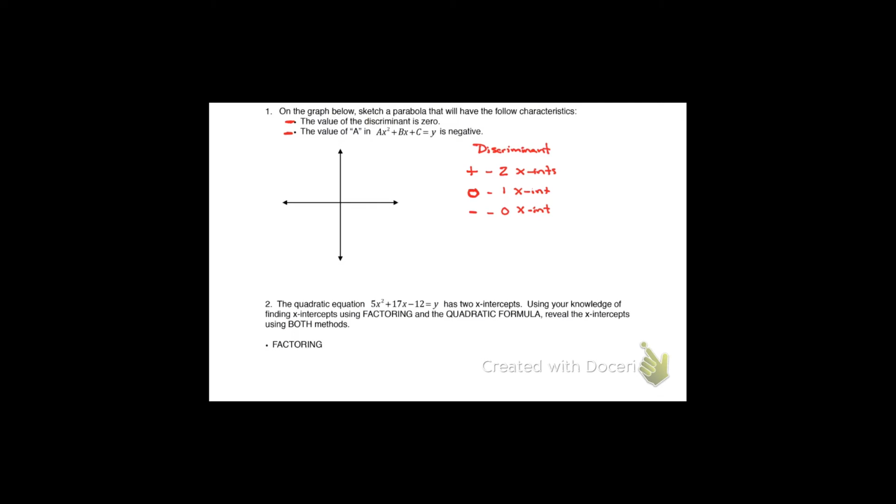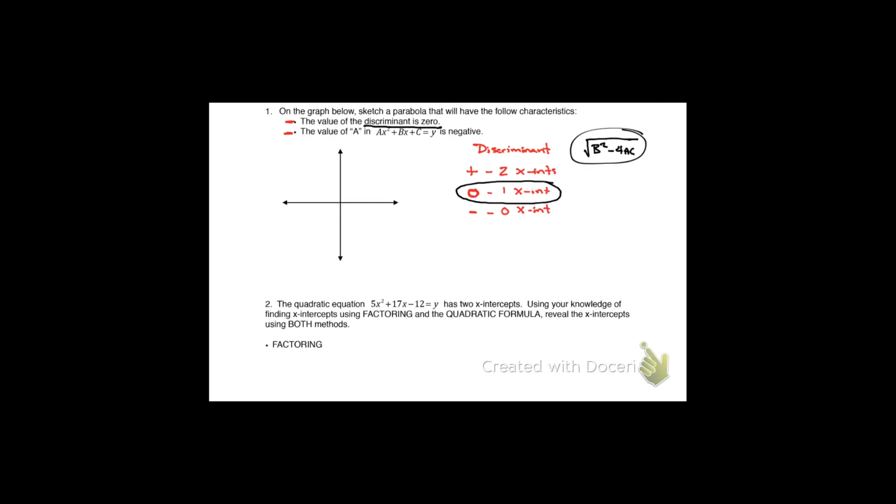And remember, our discriminant is that part of the quadratic formula, b squared minus 4 times a times c. So if the outcome of this is positive, then we have 2 x-intercepts. If it's 0, we have 1 x-intercept. And if it's negative, it's no solution or no x-intercepts. So for our problem here, our discriminant is 0, meaning that we're going to have 1 x-intercept.